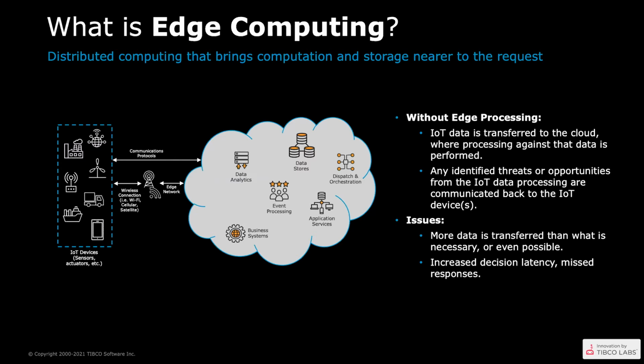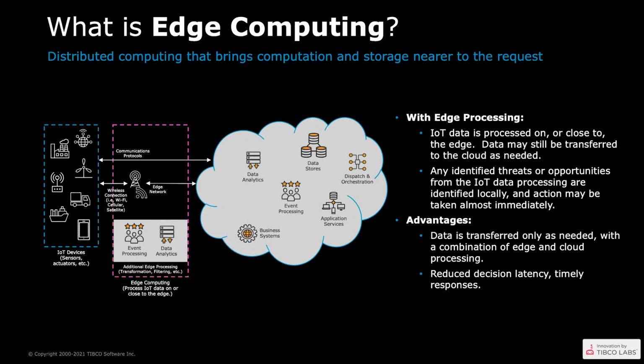Without computing capabilities at the edge, you have to transfer all the IoT data to the cloud, process it there, and communicate back to the edge with any relevant insights to take action at that point in time. This approach tends to be expensive and slow at times. So with edge processing capabilities, the IoT data can be processed at the edge, and any identified threats, anomalies, and opportunities for processing the IoT data can be translated into immediate action. Data is transferred to the cloud after the action has taken place and only as needed. Edge computing reduces latency and operational cost.